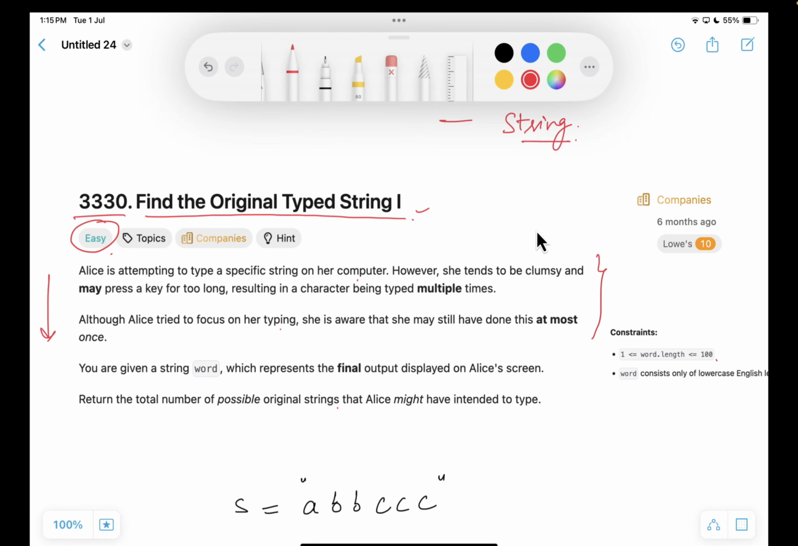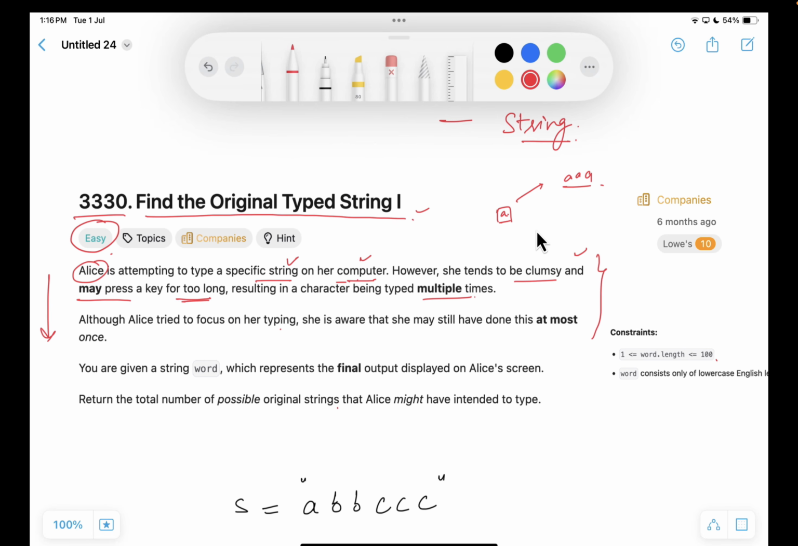Firstly, understand the story. What is the story? Alice is attempting to type a specific string on her computer. However, she tends to be clumsy and may press a key for too long, resulting in a character being typed multiple times. So when she is typing, let's say, the character A, she holds the key for a very long time, which results in a couple of occurrences of this character in the final string. So this is the first part of the story.